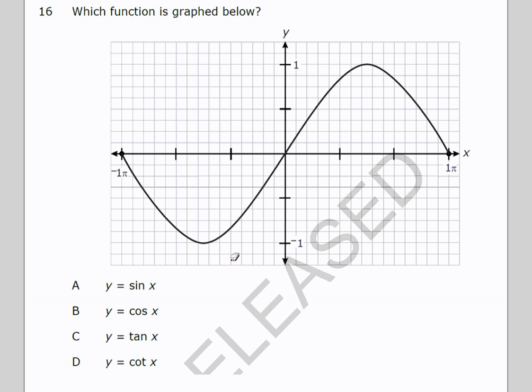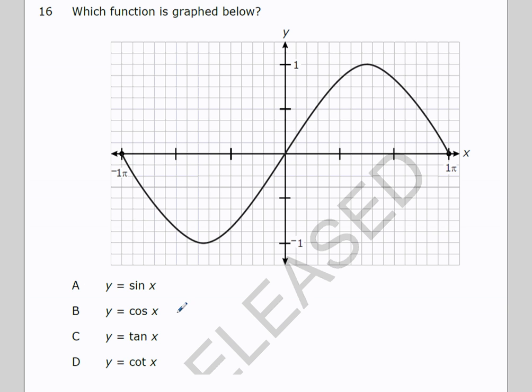Which function is graphed below? Okay, so we have this curve that's obviously a sine or a cosine if you've seen either one of those. And the options we have are the sine of x, the cosine of x, the tangent of x, or the cotangent of x. Alright, well we just said that it's going to be either the sine or the cosine. So which one of those starts at 0?